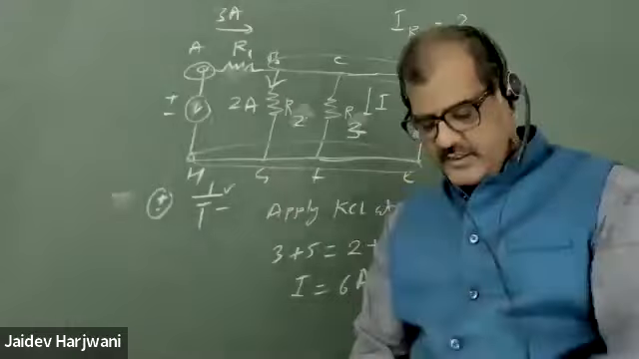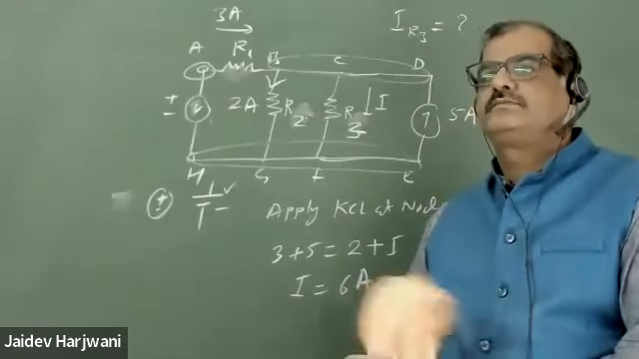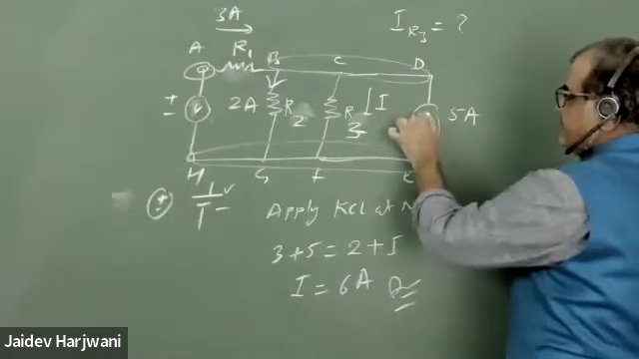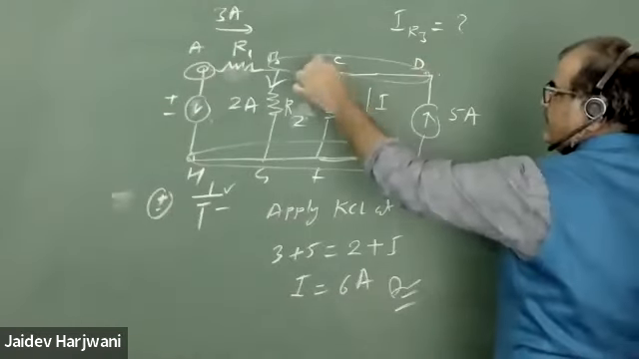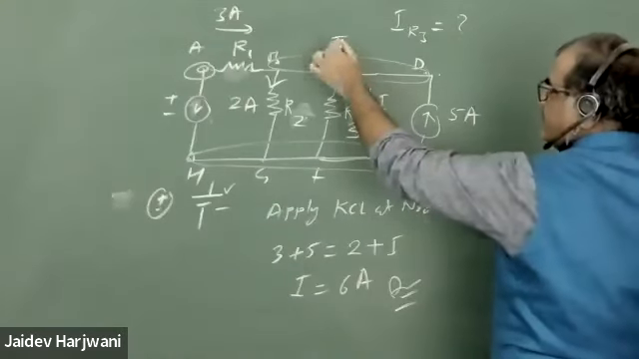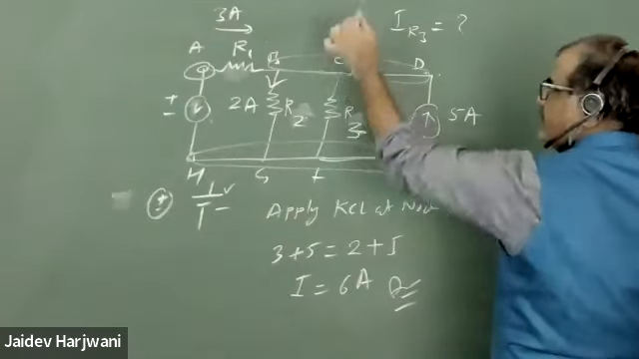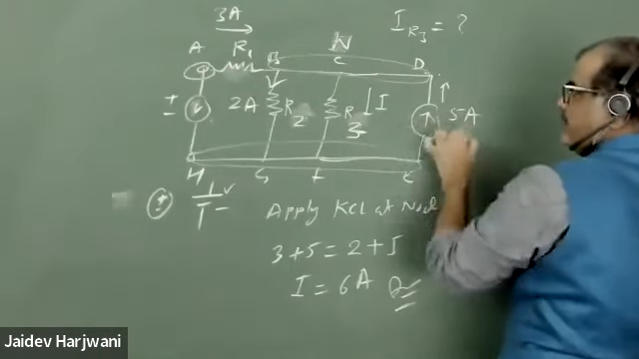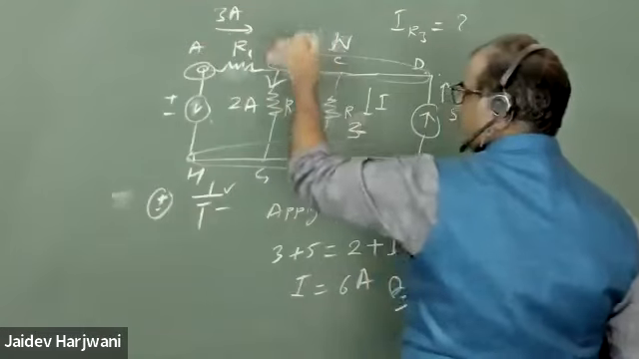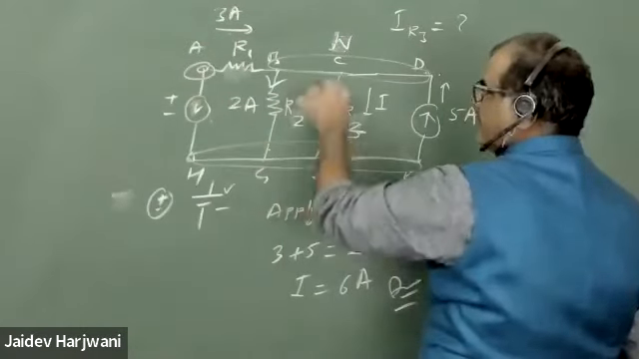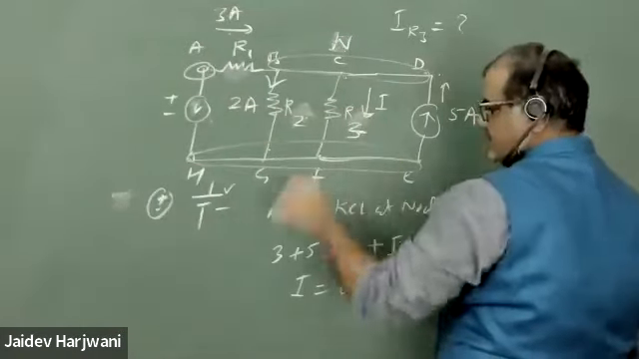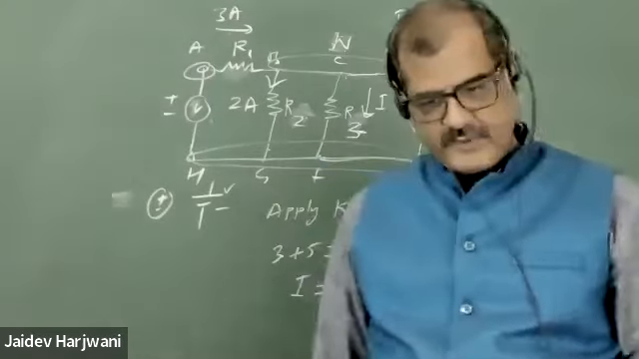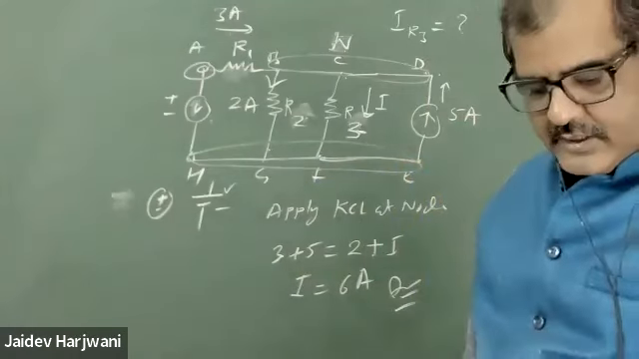Any doubt in this question? Yes. 5 ampere is incoming current, no, sir? The current which is coming towards this single node. You can say this is a single node. So this 5 ampere current is coming towards the node, 3 is also coming towards the node. This is leaving the node, going away, and this is also leaving. So incoming current is equal to outgoing current, so you can calculate the current.